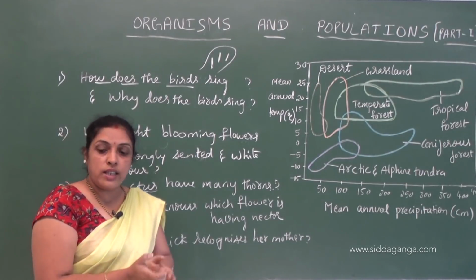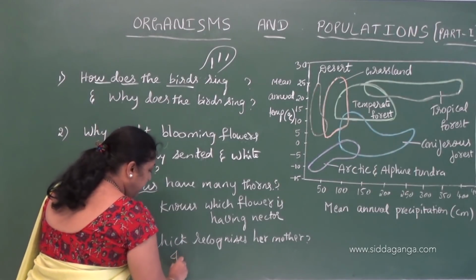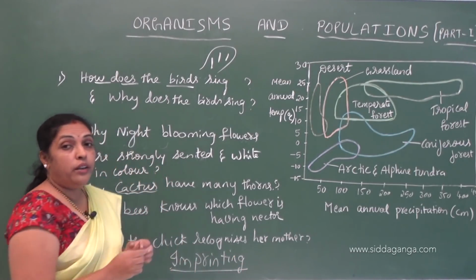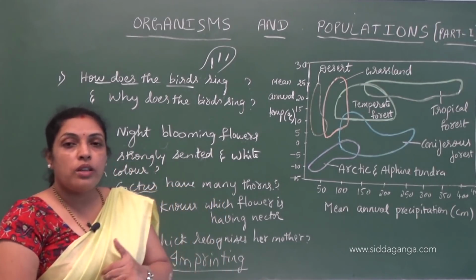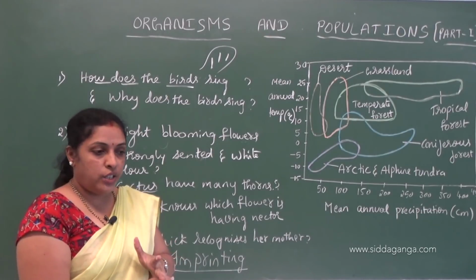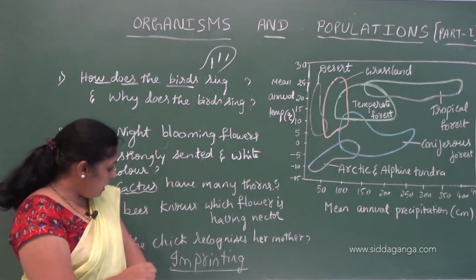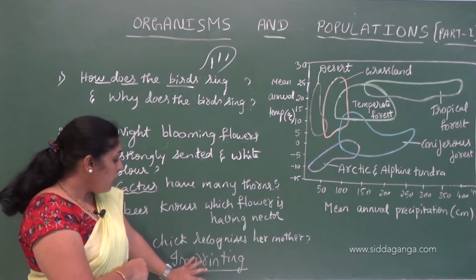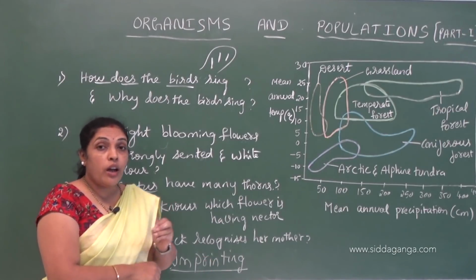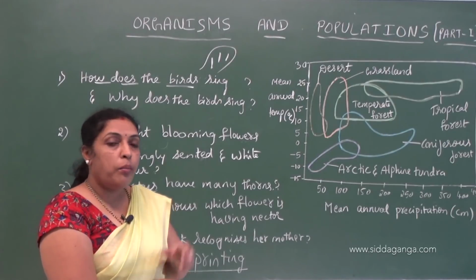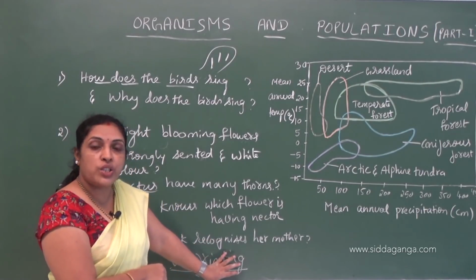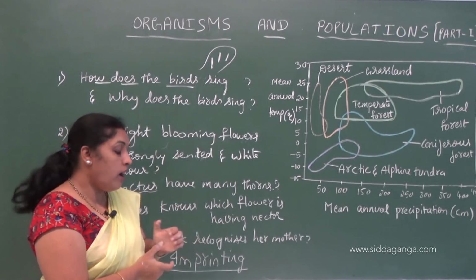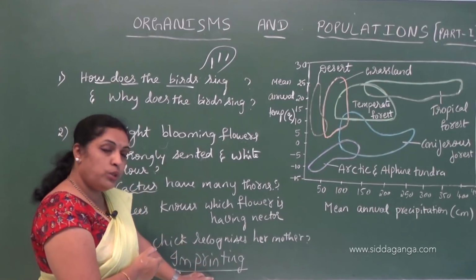Then how does the chick recognize her mother? That process is called imprinting. In imprinting, the organism uses senses like olfaction, touch, tactile sensation, and vision. By using all these senses, when the chick hatches from the egg, it recognizes the first creature around it, that is her mother. By this it is going to bond to her mother.